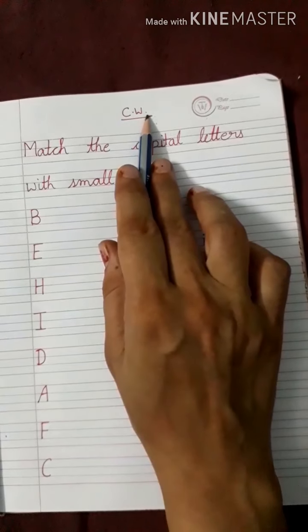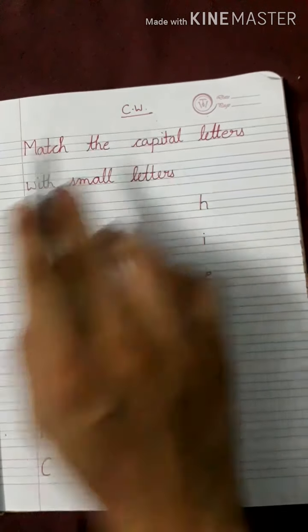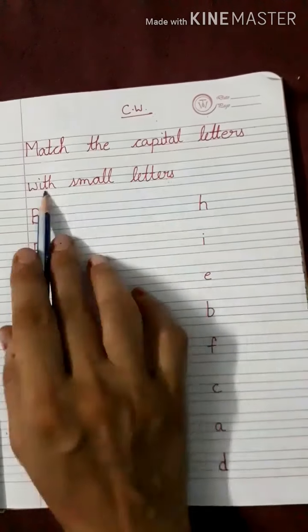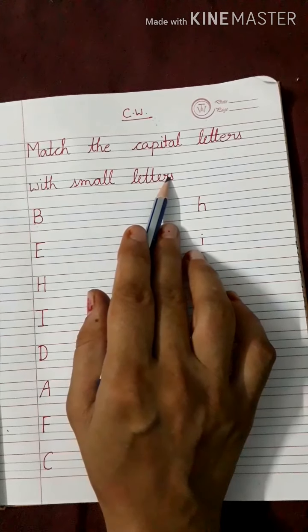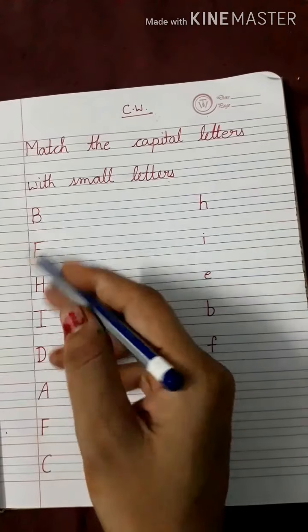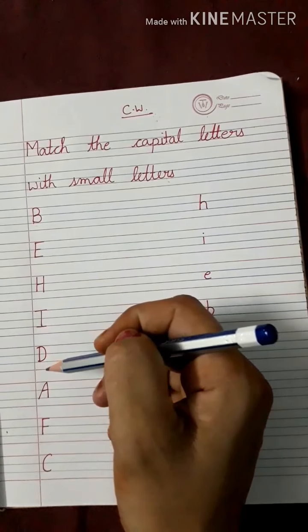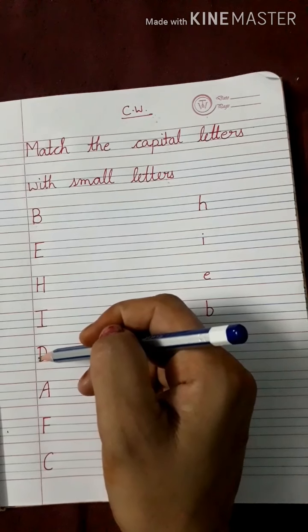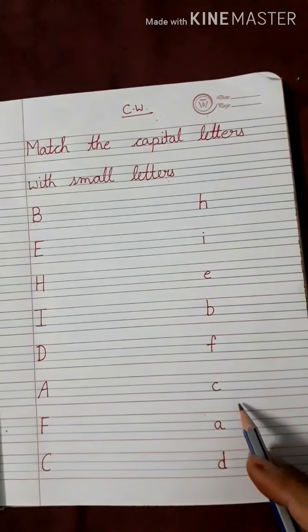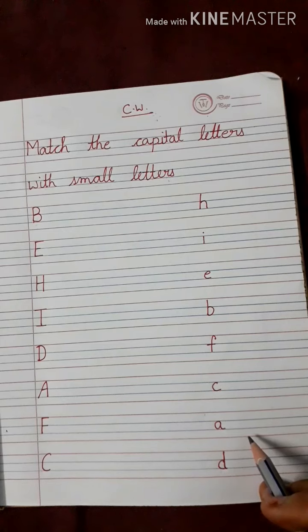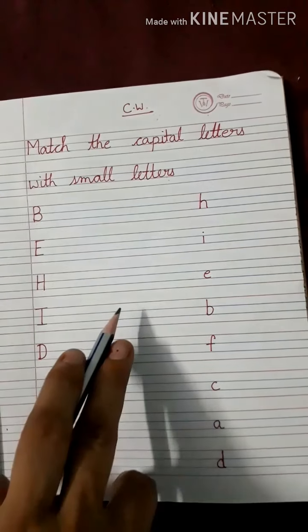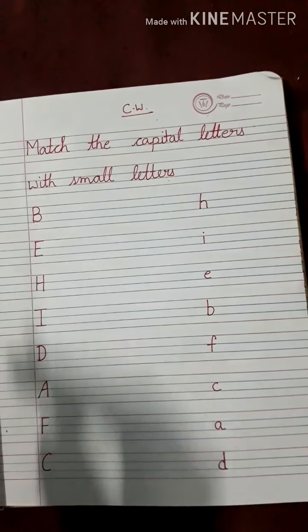First of all, mention here CW means classwork. Now next, match the capital letters with small letters. Look here students, some capital letters we will write on the left side, and on this side we will write a small letter on the right side. Okay, now we will match capital letter to small letter.